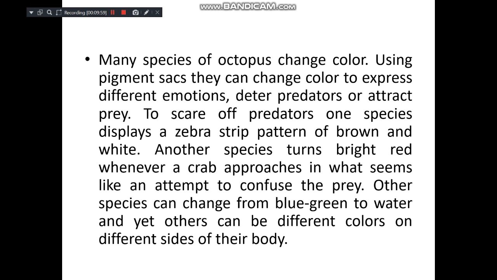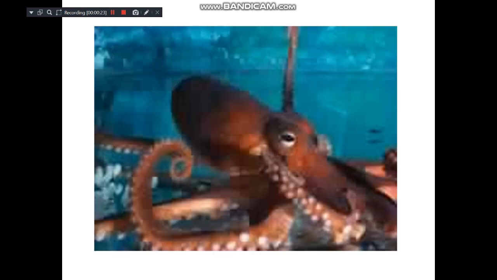There are many others which can. There are many species which can change color from blue green to water color or any other color. Even there are certain octopus which exhibit different colors on different sides of their body. You can see the well developed eyes.